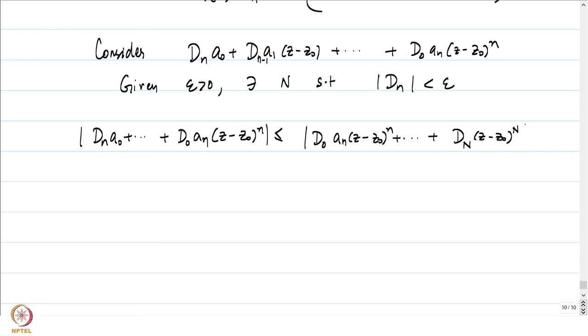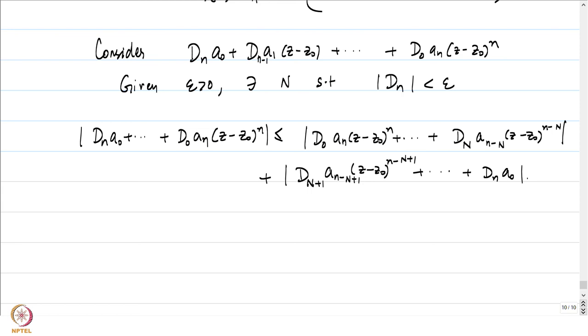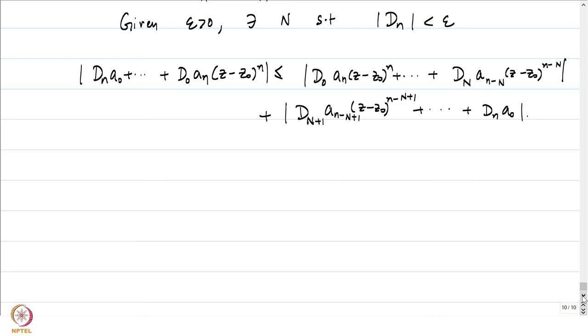a_{n-N} (z - z0)^{n-N}, this term, plus the remaining terms, that will be d_{N+1} a_{n-N-1} (z - z0)^{n-N-1} all the way up to d_n a_0, right? By applying the triangle inequality again and noticing that |d_n| for n ≥ N+1 is less than epsilon, this is going to be less than or equal to |d_0| |a_n (z - z0)^n|.